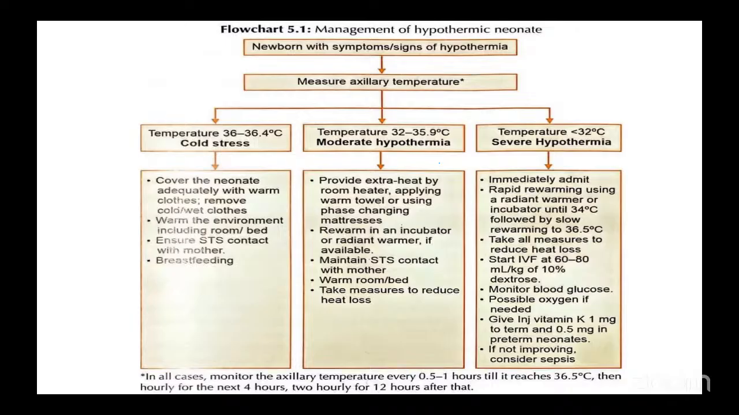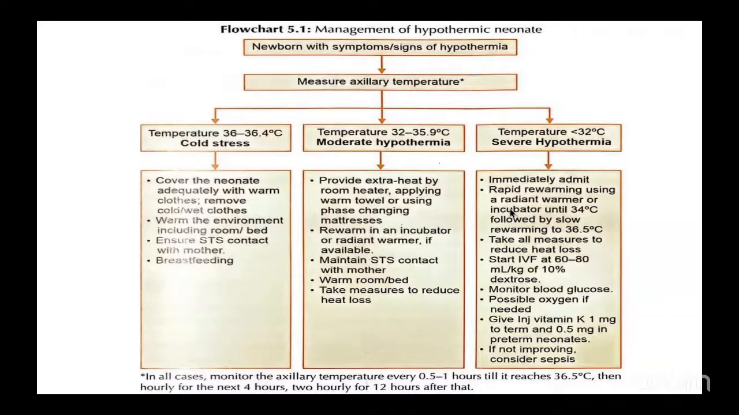The baby can potentially develop further deterioration of the temperature, and develop moderate hypothermia. If it's moderate hypothermia, where the temperature is between 32 to 35.9 degrees centigrade, you provide extra heat by room heater, applying warm towels, or using phase changing mattresses. The baby can also be rewarmed in an incubator or radiant warmer if available. Maintain skin to skin contact with the mother if possible, and use a warm room or bed. Take measures to reduce heat loss.